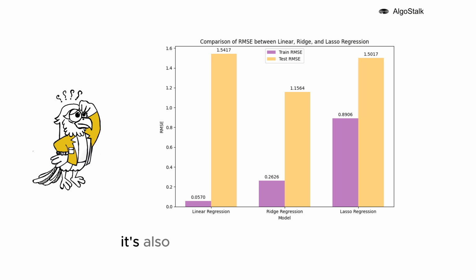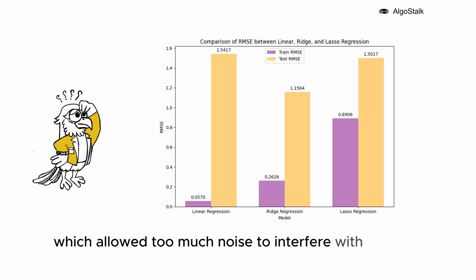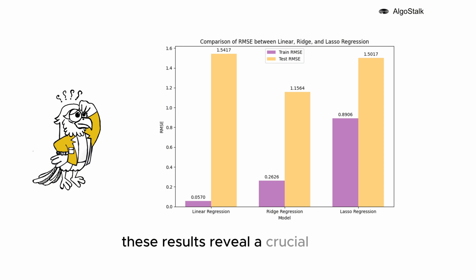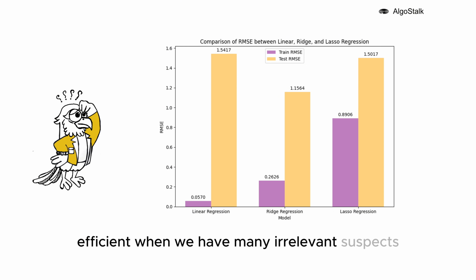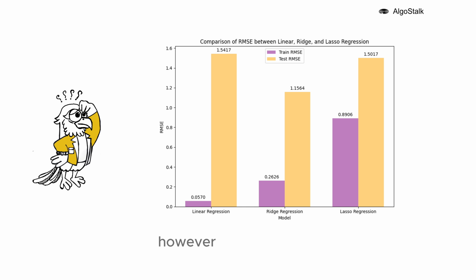investigation. It's also worth noting that Lasso did outperform plain linear regression. Lasso was able to control overfitting by eliminating unnecessary suspects, unlike linear regression, which allowed too much noise to interfere with the case. These results reveal a crucial lesson. Lasso can be more efficient when we have many irrelevant suspects to eliminate. However, in this scenario, Ridge proved to be the superior method since the relationships between the suspects were too strong for Lasso's feature elimination to shine.